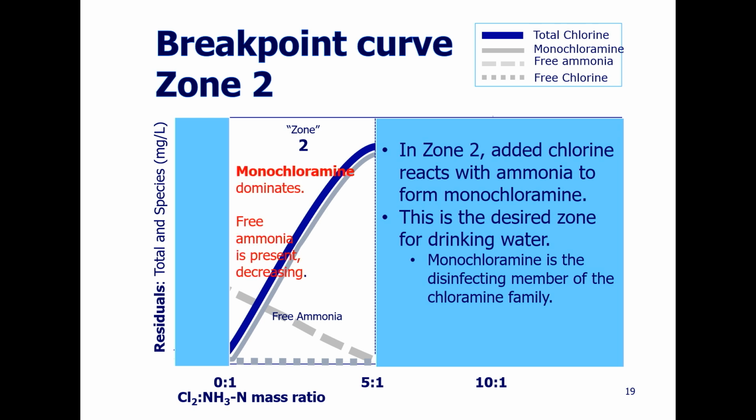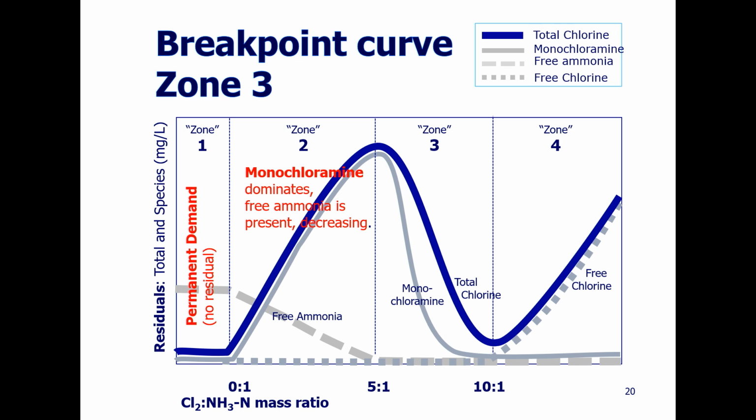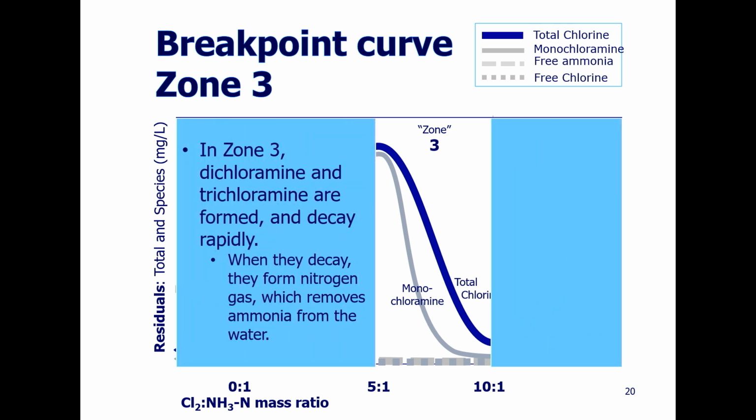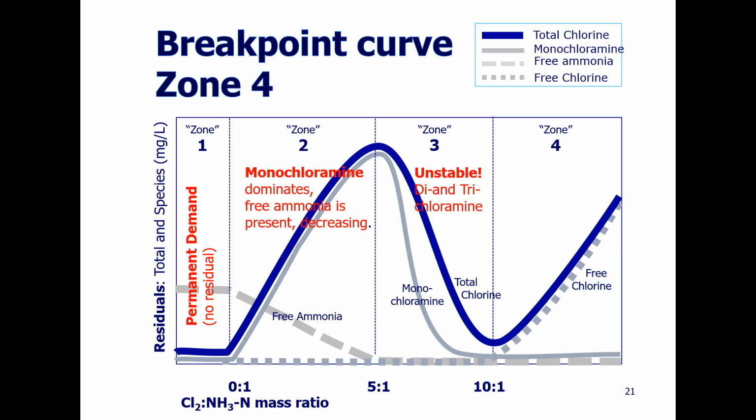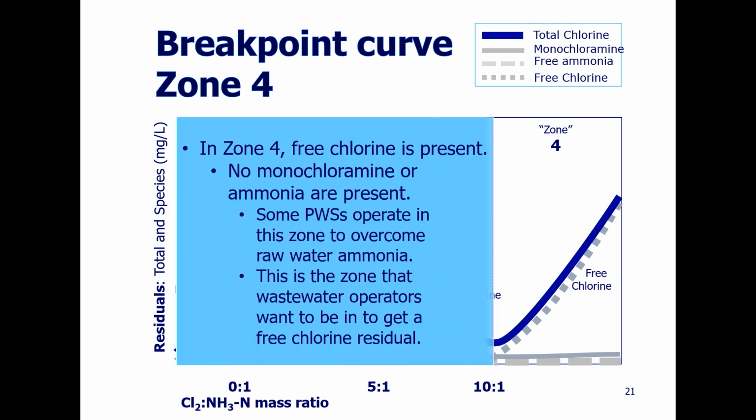If we get a little past that, we get into what we're calling zone 3, and now the fights are breaking out. Another chlorine is getting stuck onto that nitrogen, so that there'll be 2 and then 3 chlorines stuck on that nitrogen, and there'll be dichloramine and trichloramine. And remember, we don't like those guys. They're stinky, they don't last very long, and they're not disinfectants, which is what we're trying to do. And this is where, if we were the wastewater folks, we'd be happy to be there.